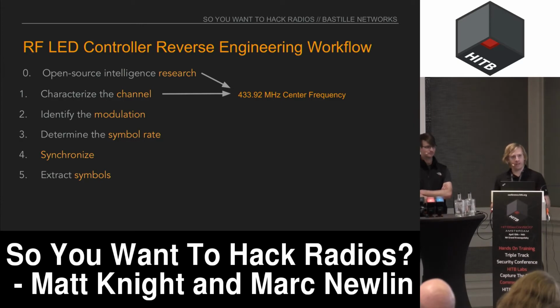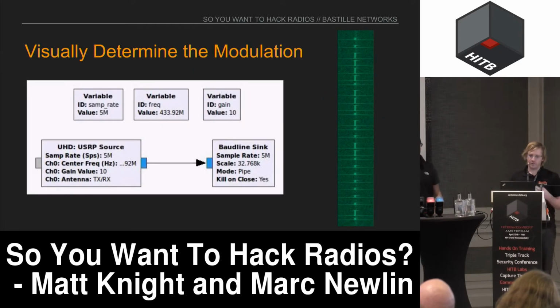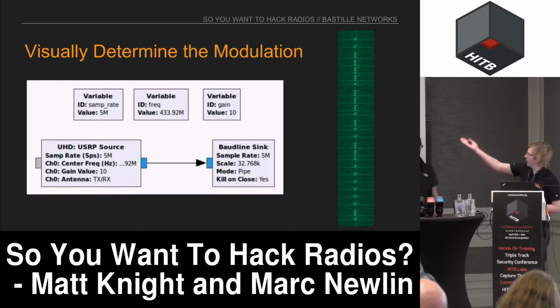Now, in order to start looking at the modulation and to fully characterize the channel, we're going to visually look at the signal in a spectrogram. So this is a very, very simple GNU Radio flow graph. We have a USRP source on the left. This is data coming in from the software-defined radio. Then we have a waterfall sink on the right, and this is just displaying this spectrogram like we see on that image there on the right.